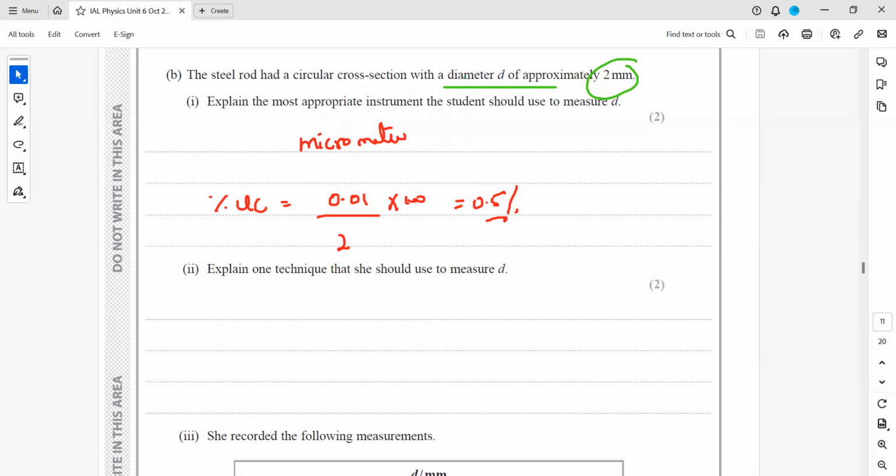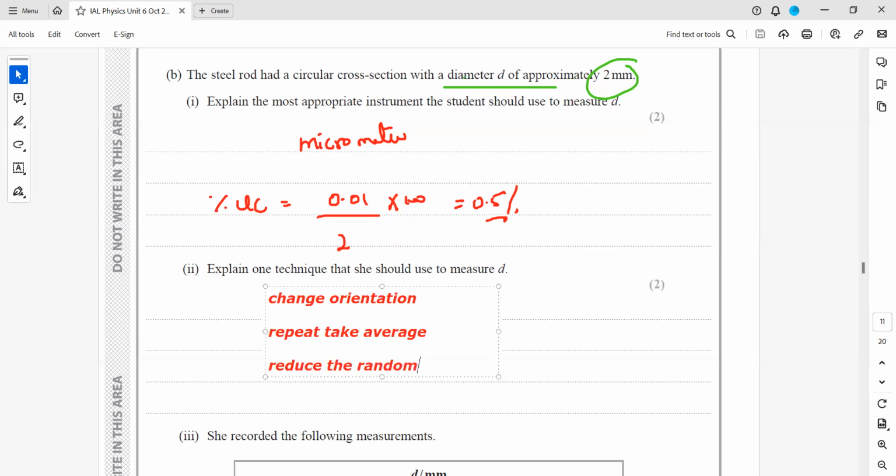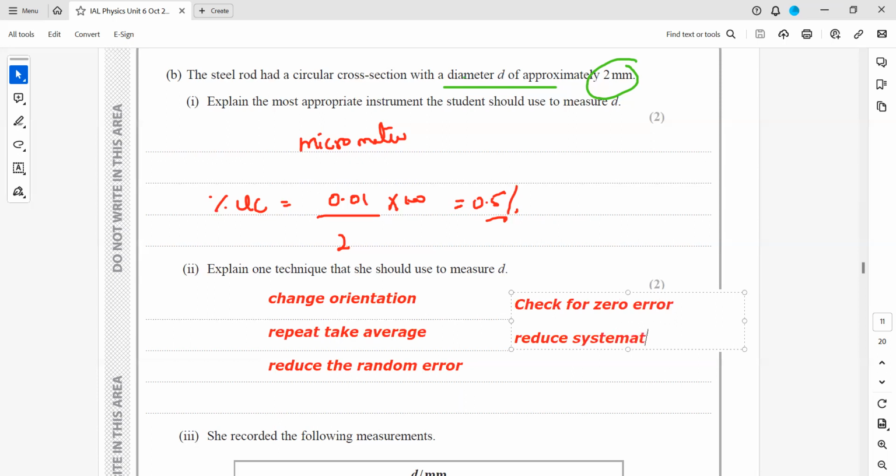So whenever we repeat the experiment, we are reducing a random error. So change the orientation and repeat, take the average, and that will reduce the random error. Or we can check for zero error. And when we check for zero, what will happen? It will reduce the systematic error.